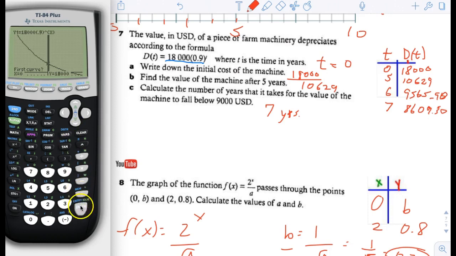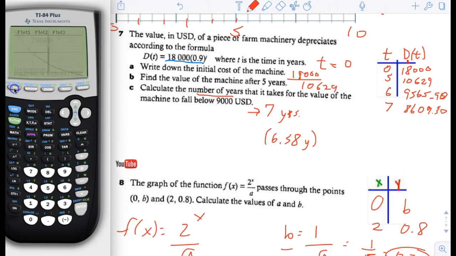First curve. We only have 2 curves, so you can just hit enter, enter, enter. If you have 3 curves, then you need to select which curves, right? So it looks like it's 6.58, okay? So the time that it falls below 9,000 would be exactly 6.58 years. That would be an exact answer, but they just said calculate the number of years, so it doesn't really sound like they want a decimal, okay?